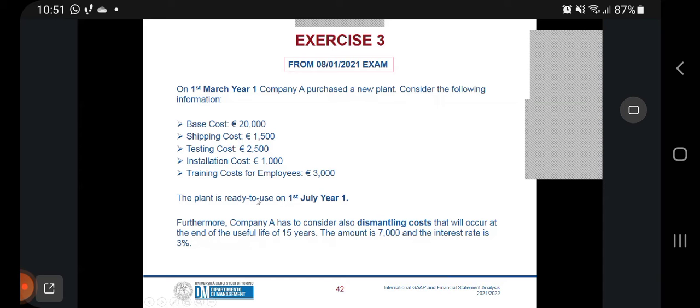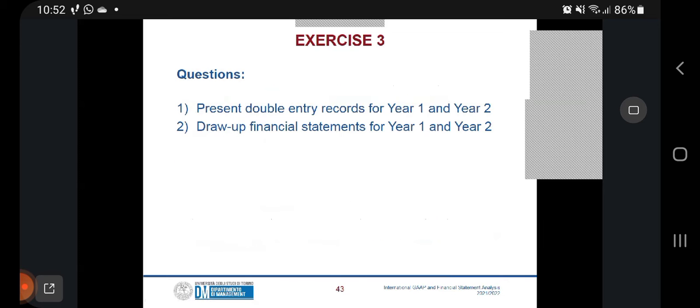But moreover, in order to draw a financial statement, you have to consider also dismantling costs that will occur at the end of the useful life of 15 years. The nominal value is 7,000, while the interest rate is 3%. What will be the question? Present double entry records for year 1 and year 2, and then draw a financial statement.